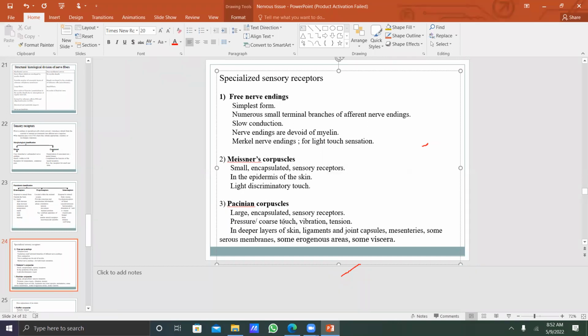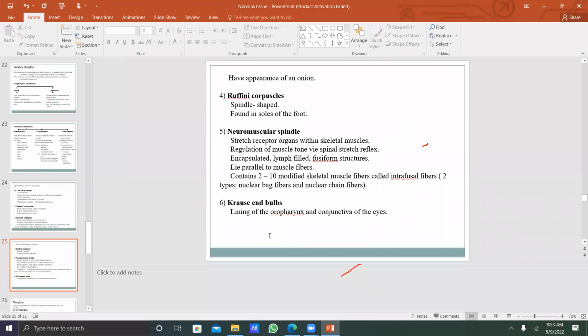Another one is the Pacinian corpuscle. They are large encapsulated sensory receptors. Pacinian corpuscles are responsible for pressure, coarse touch, vibration, and tension. These are found in the deeper layers of the skin, ligaments and the joint capsules, mesenteries, some serous membranes, some erogenous areas, and some viscera. They have the appearance of an onion. Another thing is the Ruffini corpuscles. They are spindle-shaped and found in the soles of the foot.